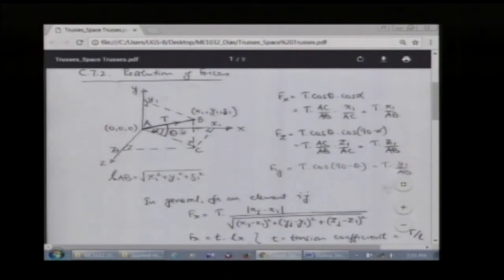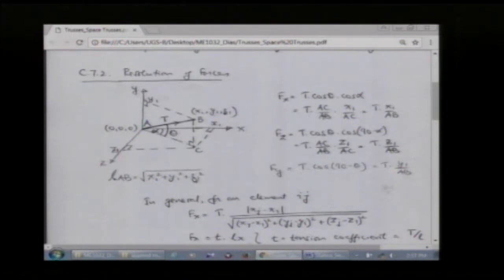Now if you take the vertical component, that will be T sin theta, or in other words T cos of 90 minus theta, that is the component in that direction, right? So that angle will in fact be y1 divided by AB. So what you can see is that this distance AB is common to all these expressions. The value of AB is in fact the square root of x1 squared plus y1 squared plus z1 squared. That is the length of that member.